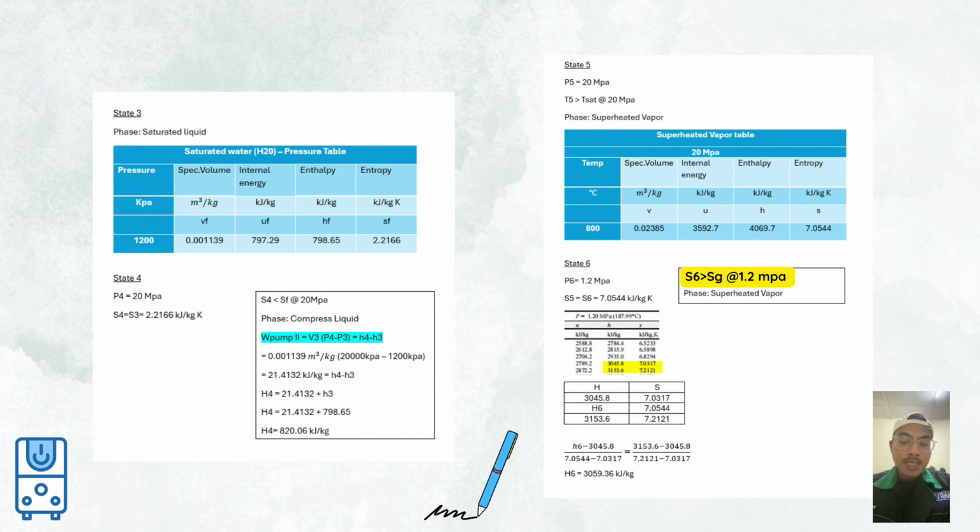State 6 is superheated vapor because when we compare the pressure 6, which is 1.2 megapascal, on the saturated table, we can see the S6 value is bigger than Sg at 1.2 megapascal. After that, we must refer to the superheated vapor table and do interpolation. So we get H6 equal to 3056.36 kilojoule per kg.